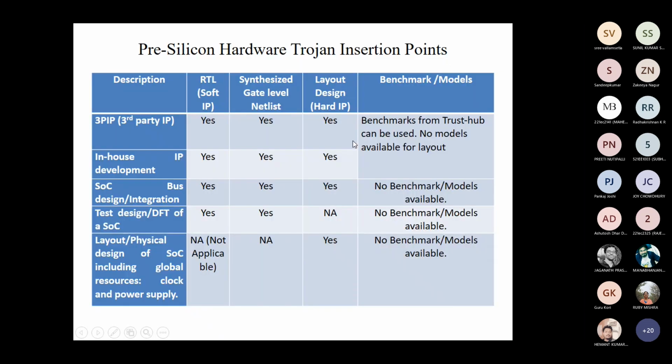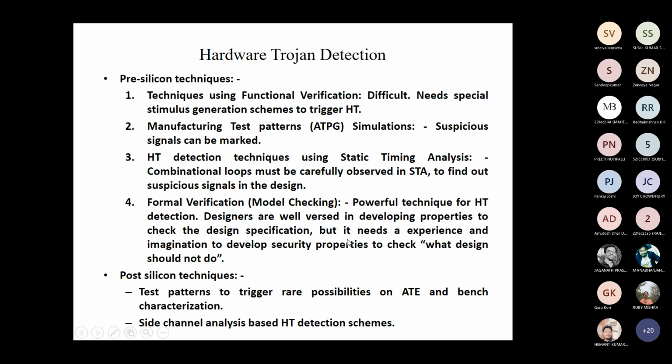Now talking about the kind of benchmarks for this third-party IP, yes, benchmarks from CrossTop can be used. No models available for the layout. For others, there is no such layout. Now, how do I detect it? Because this is the biggest question mark that comes over here. How do I detect it?